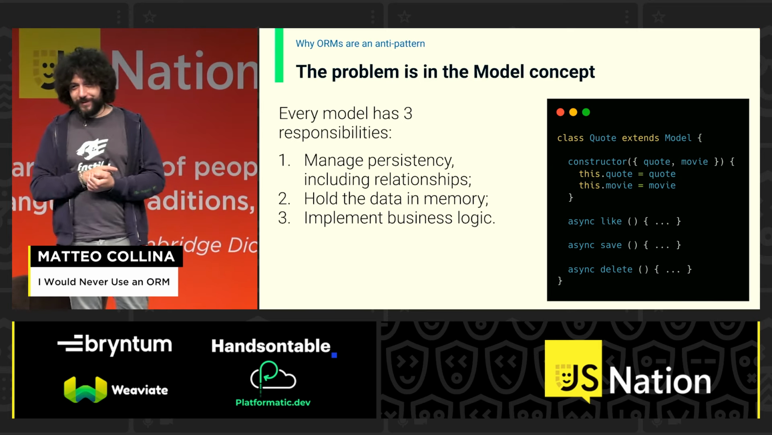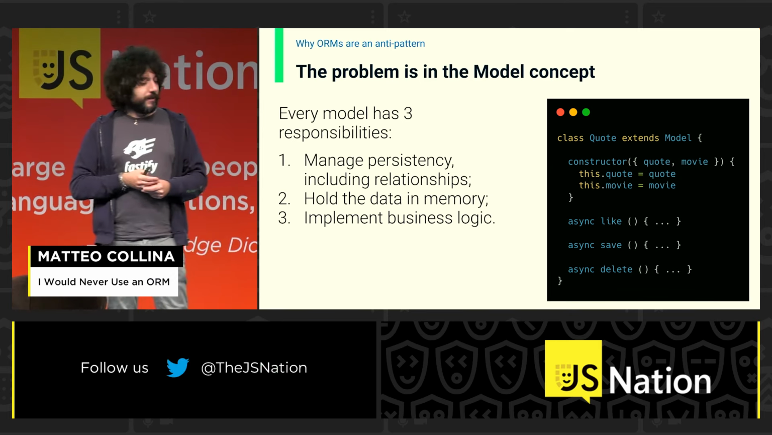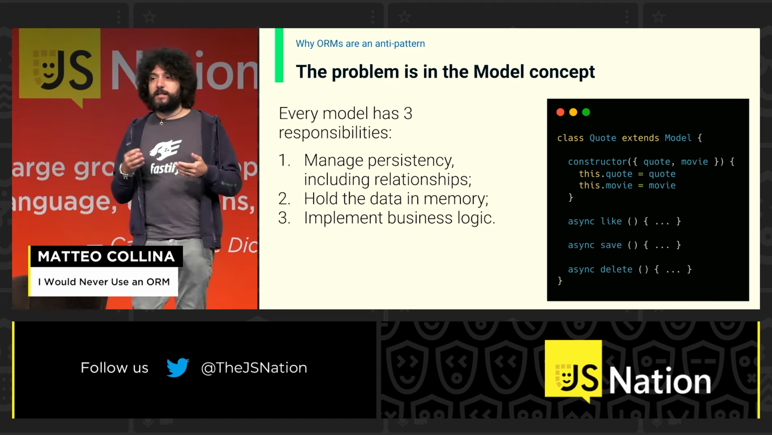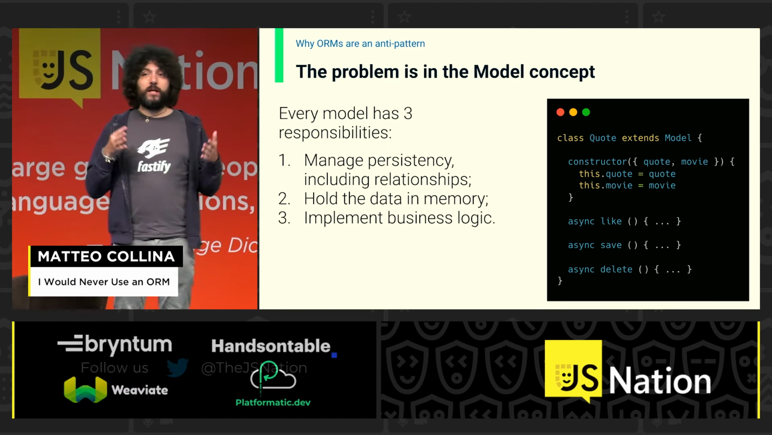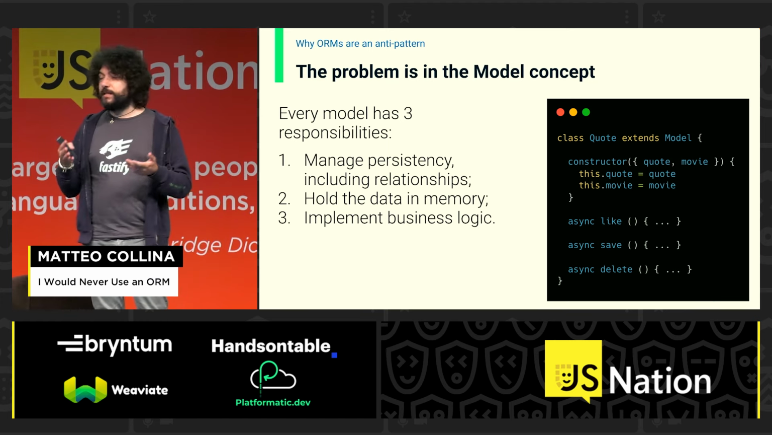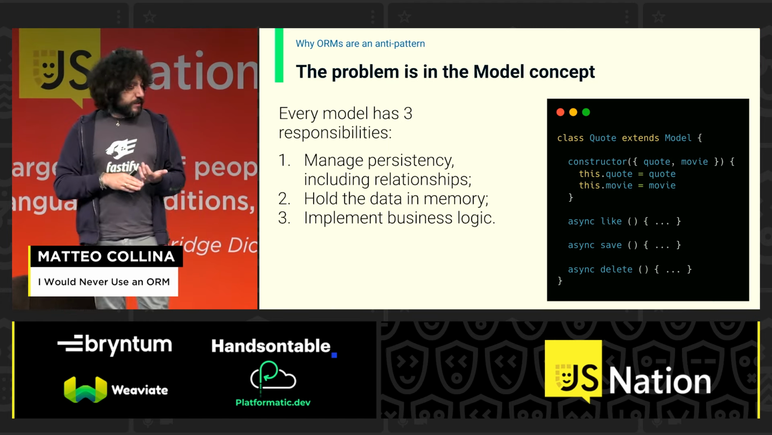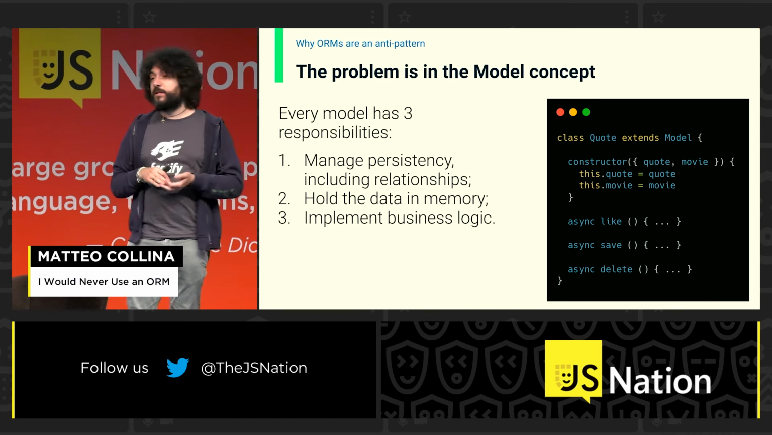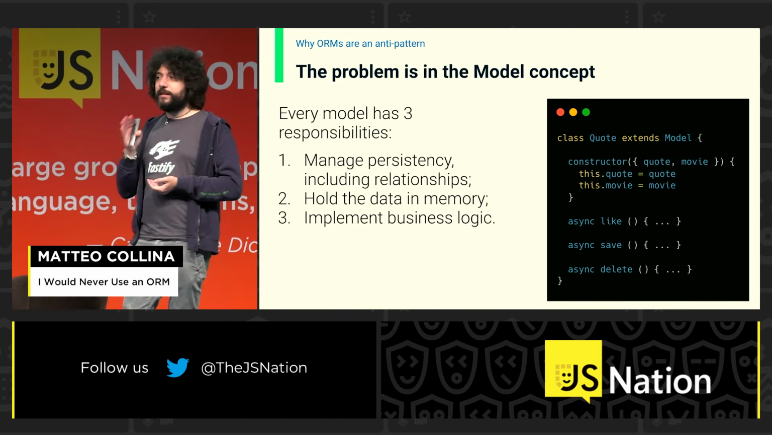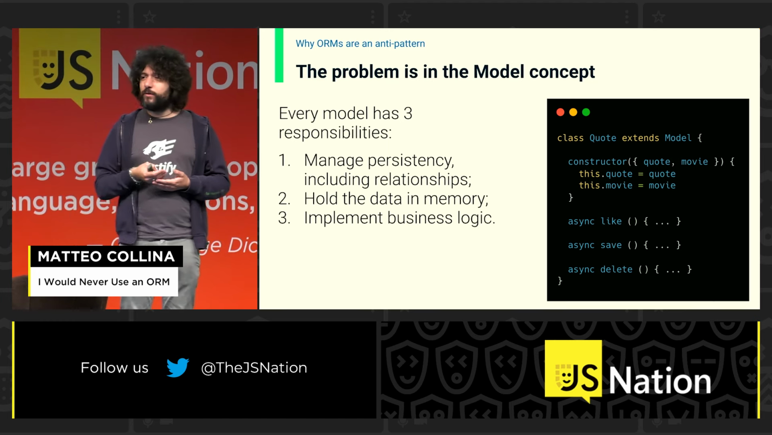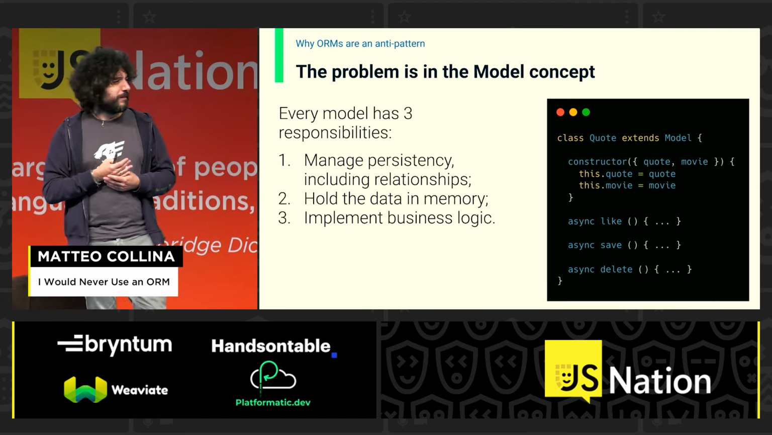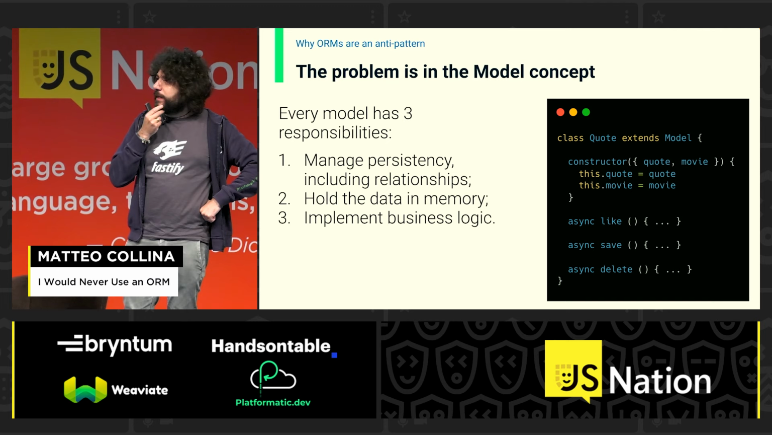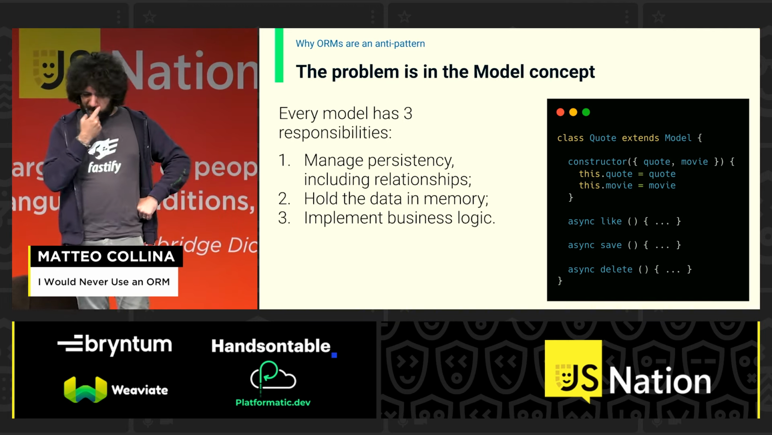You have dodged a bullet. So what's wrong with the concept of a model? The problem with models is that a model typically has three main responsibilities. It manages persistency, it holds the data in memory, and it implements business logic, which sounds a little bit too much. You know, there is this thing called the single responsibility principle that is one of the engineering things that went somewhat popular.